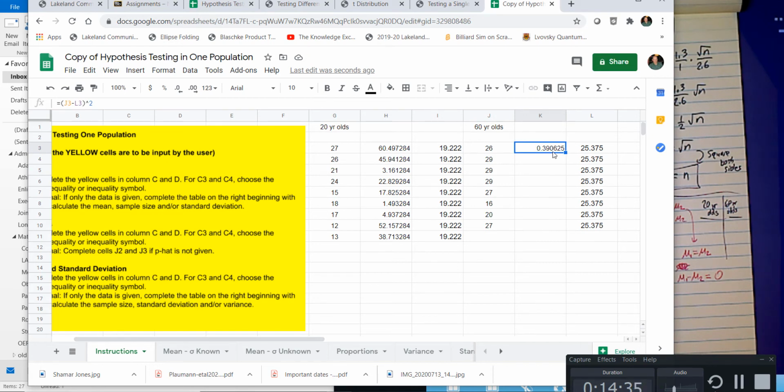Oh yeah, it did. It's a very small value. 26 is very close to 25.375, but if I copy that value all the way down, like 16 is going to have a lot of error. And so sure enough, that's 87.